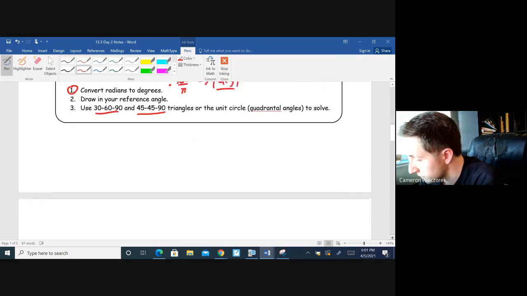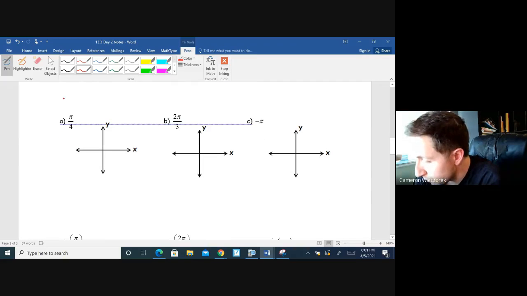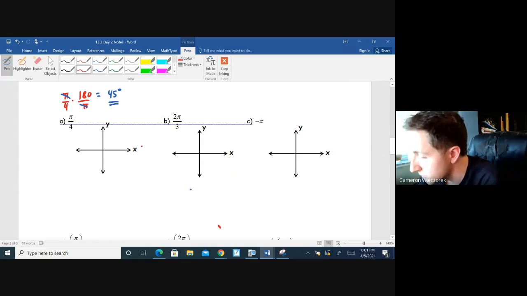So let's take a look. First one, I have pi over 4. First thing I'm going to do, I'm going to figure out what the degree measure would be for that. So I'm going to multiply by 180 over pi. Pi's cancel out. 180 divided by 4, if you type that in, would be 45 degrees. So now I think about this problem completely in degrees. This is a 45-degree angle, which is in the first quadrant.